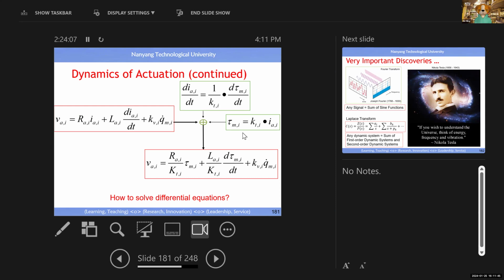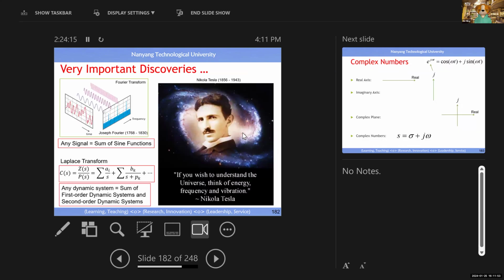Then if we want to know how to handle such an equation in the time domain, right? But for those of you who have studied control theory, I do not know whether the textbook is showing you this slide or not. Okay, I just added this slide. Okay, so this is very important. Okay, so Nicola just tells you that in order to understand the secret of the universe, you just need to know energy, frequency, vibration, right?